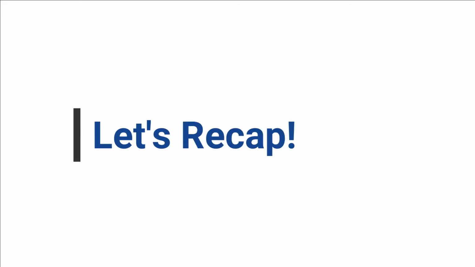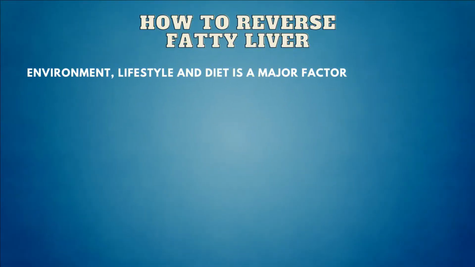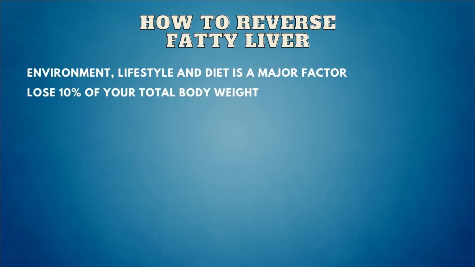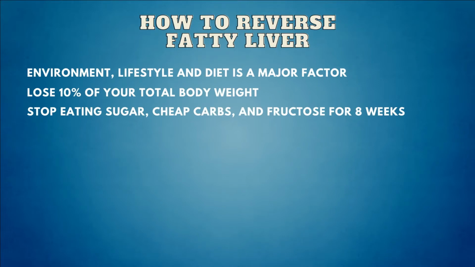So before we finish up today, let's recap. Now, although your genetics can predispose you and make it easier for you to develop a non-alcoholic fatty liver, it is your environment, your lifestyle, and your diet that ultimately dictates whether that disease will actually manifest itself. Again, according to research, if you just lose 10% of your total body weight, you will see significant improvements in your fatty liver disease. Stop eating all refined sugars, simple carbohydrates, and especially fructose in all of its forms. Do this for a period of 8 weeks to see maximum results.